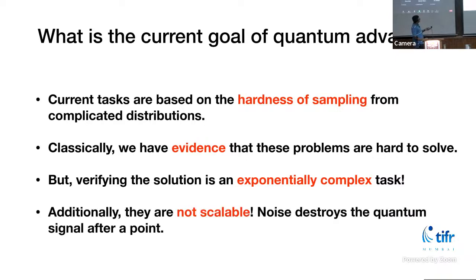Okay, then, the fourth point, which is a big caveat, is that none of the devices we have right now are scalable. If we keep increasing the system size, then the noise that you have completely destroys your quantum signal. It becomes pretty worthless. We'll see this in much more detail. But these are the limitations right now.